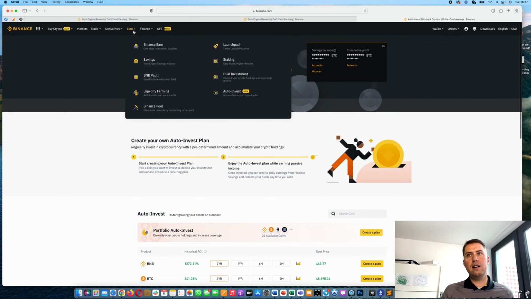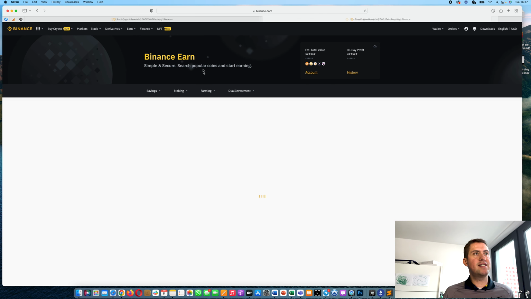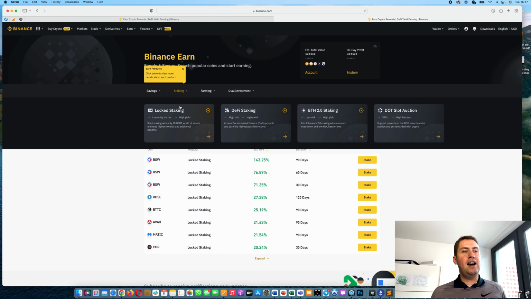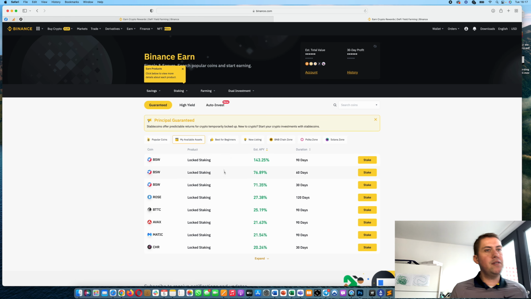So that's all about savings. The next thing we want to look at is something called staking. And as you know, there are proof of work cryptocurrencies like Bitcoin, and then there are proof of stake cryptocurrencies like Ethereum will become a proof of stake cryptocurrency. Avalanche is a proof of stake cryptocurrency, and Cardano, ADA, and so on.